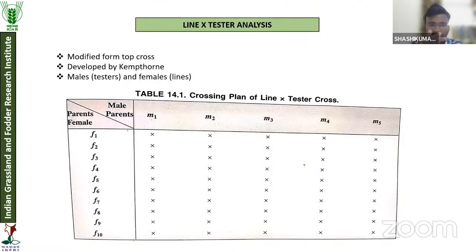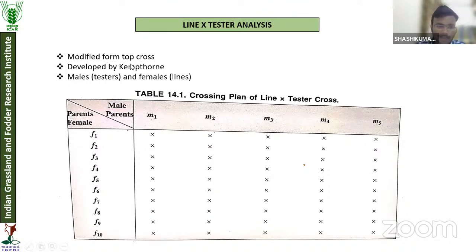So now move on to line x tester. This line x tester is most popular and it is used in all the breeding community for estimating, for judging the combining ability of parents and also selecting superior hybrid combinations. Not only in normal breeding, even in the private sector also, especially in maize improvement, they most probably go for line x tester analysis because of the suitability of the design and the area required, and it is very simple to adopt this design.